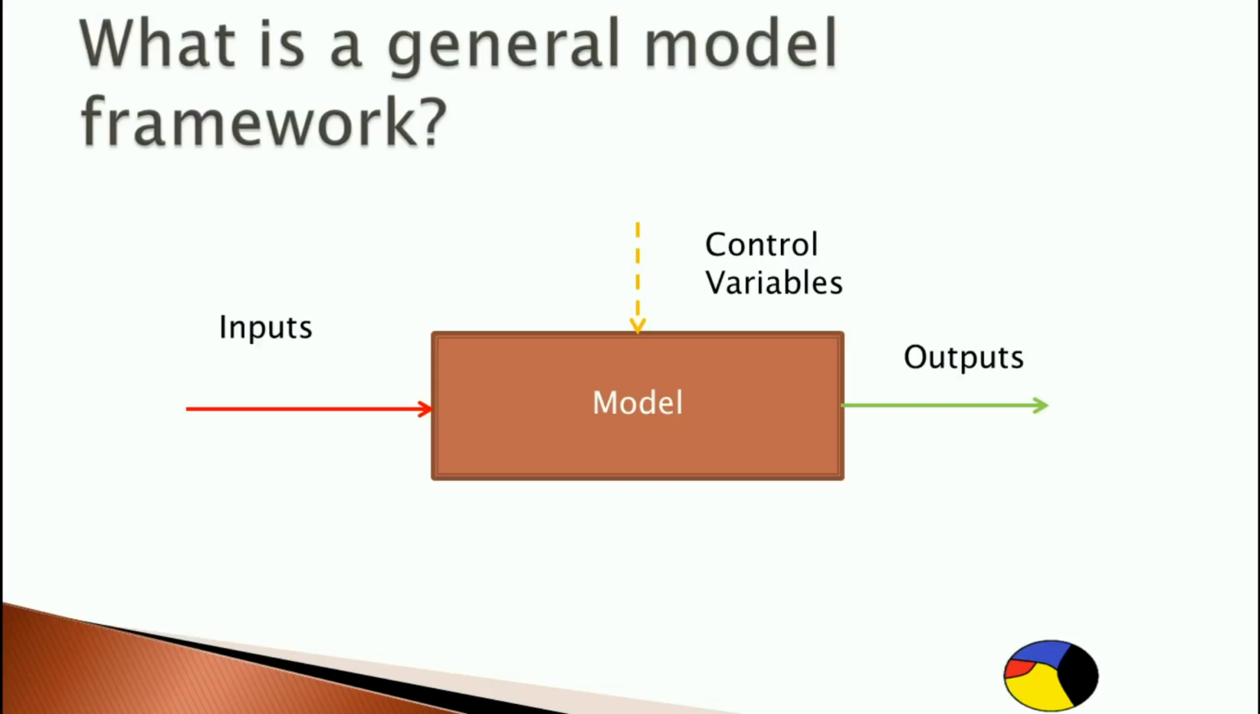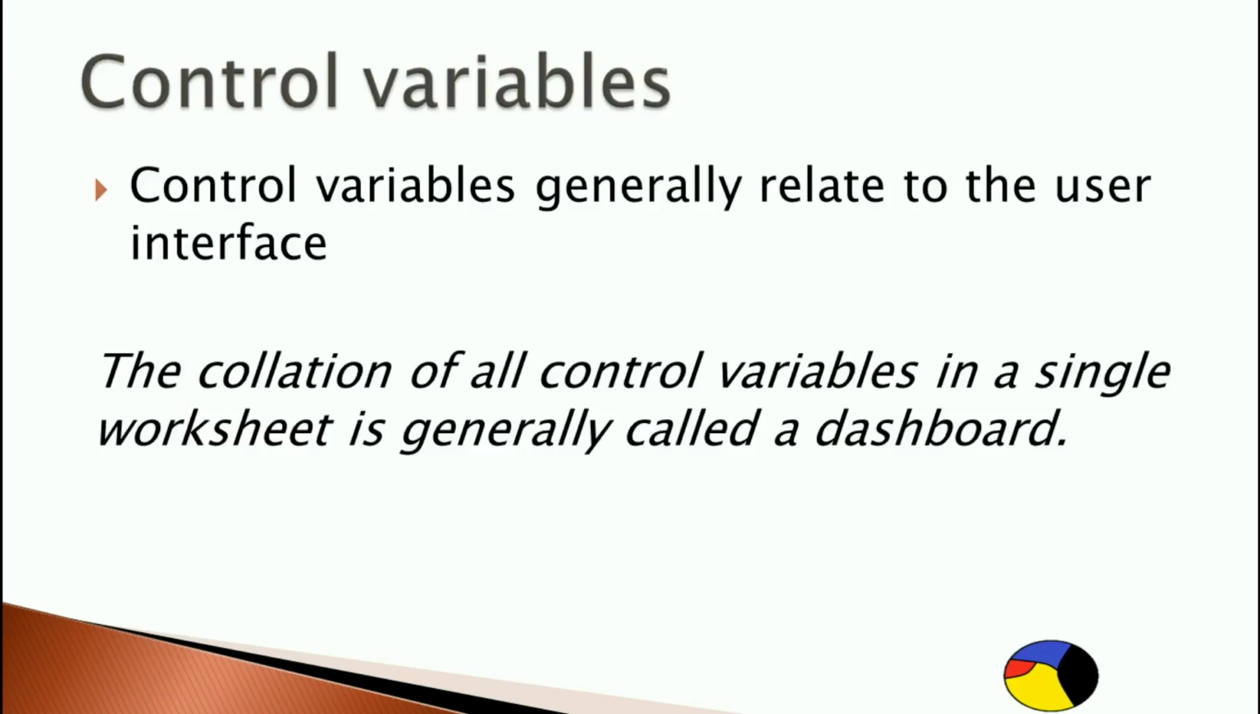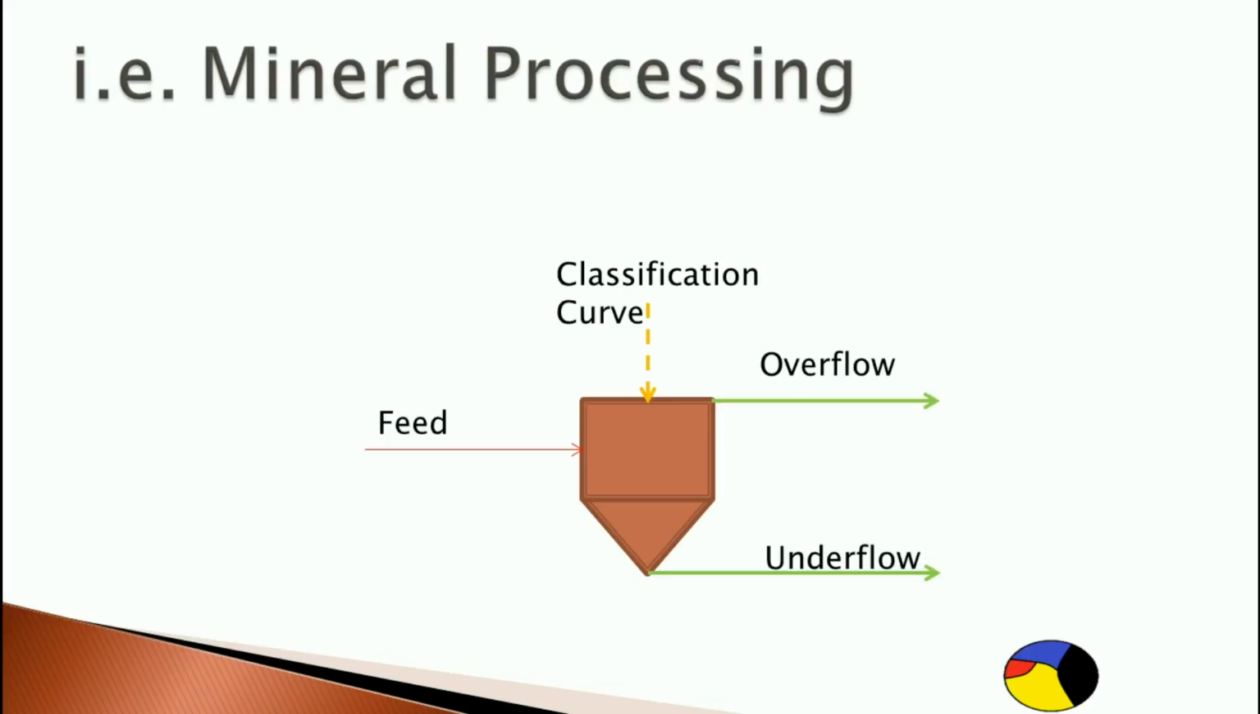So this is the idea, and it's very straightforward. A model has inputs, control variables, and outputs. Control variables generally relate to the user interface. The collation of control variables in a single worksheet is generally called a dashboard.